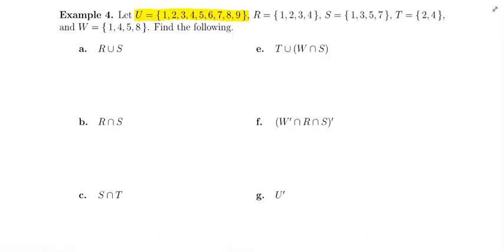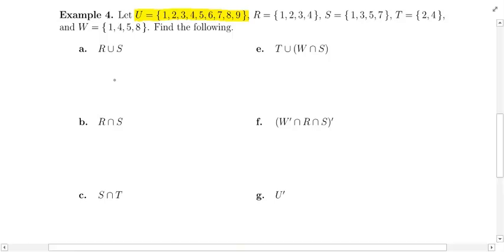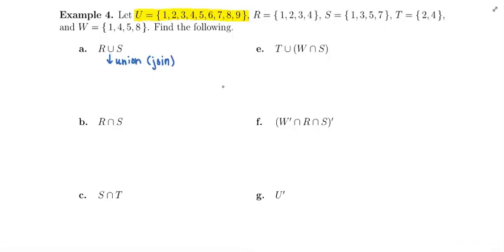In part A, we are asked to form the new set R union S. When you see this, this means union. And when you union two sets, you basically join them together. Remember what I told you: if you're thinking union, think marriage. When you get married, you move in together, you combine all your stuff. So you're going to combine the elements out of both set R and set S.